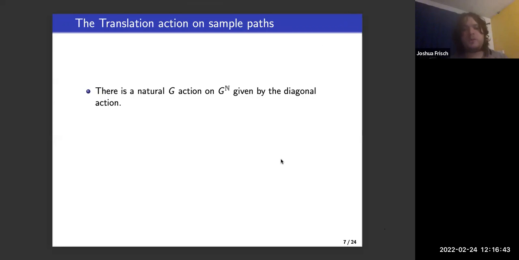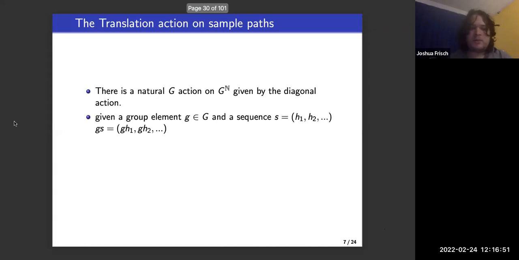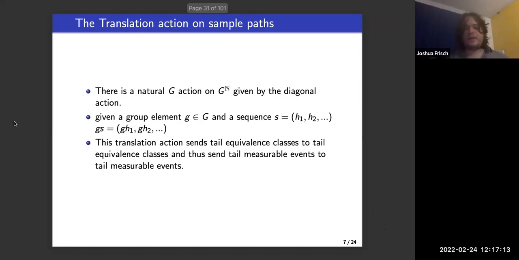So I just want to note that there's a natural group action on the space of sample paths, right? We have all these sample paths, and if I have h1, h2, h3, h4 as my trajectory, I can just do gh1, gh2, gh3, gh4. And this is also going to be a trajectory. This is just the trajectory you get if you start your random walk at g and do the same increments, but start at a different point. And the translation action is going to send tail equivalence classes to tail equivalence classes, and thus it's going to send tail measurable events to tail measurable events.